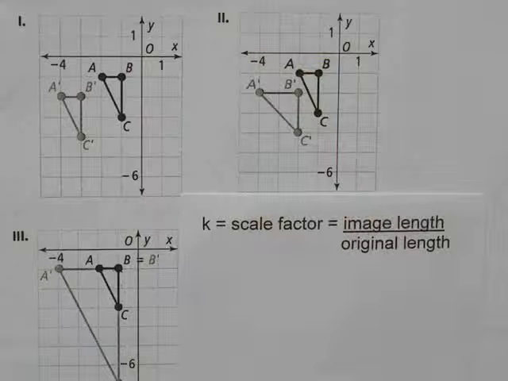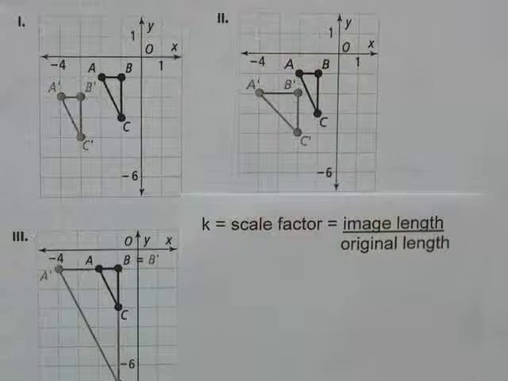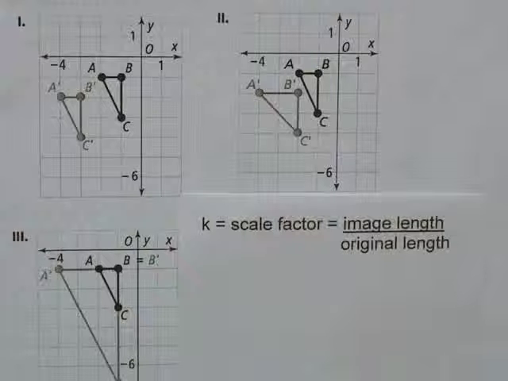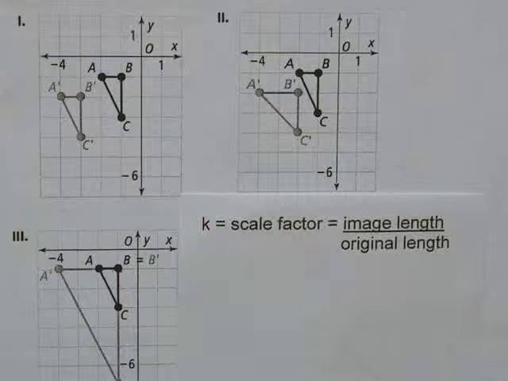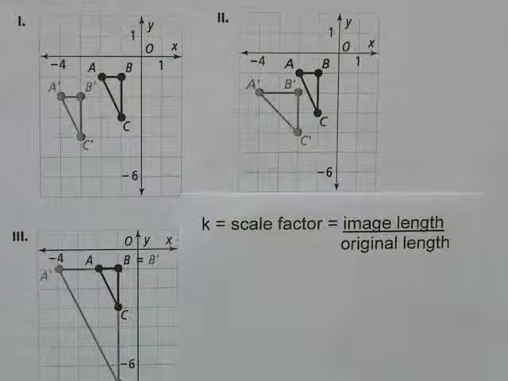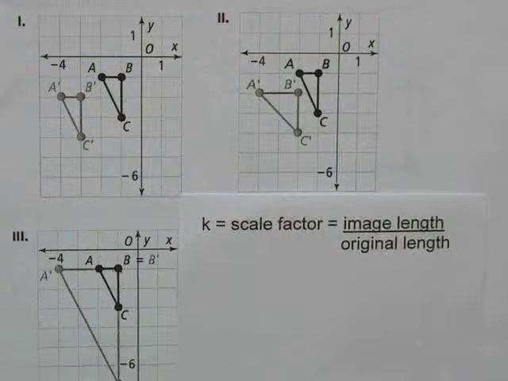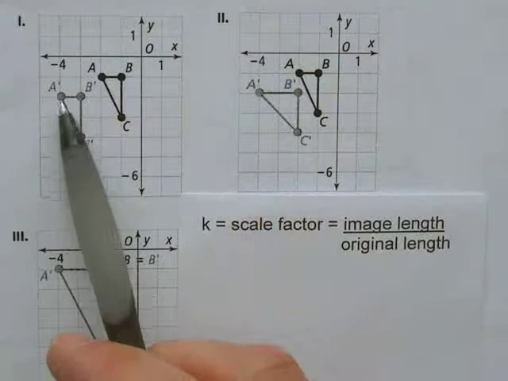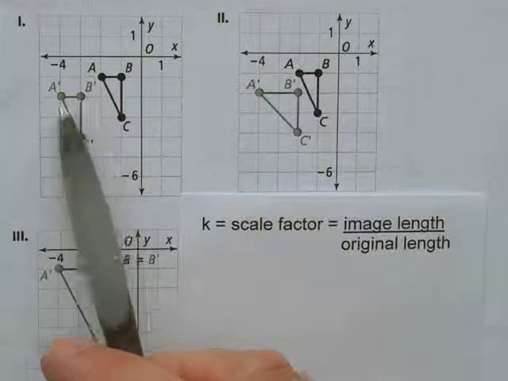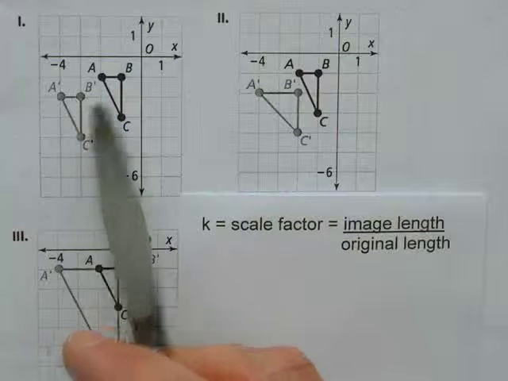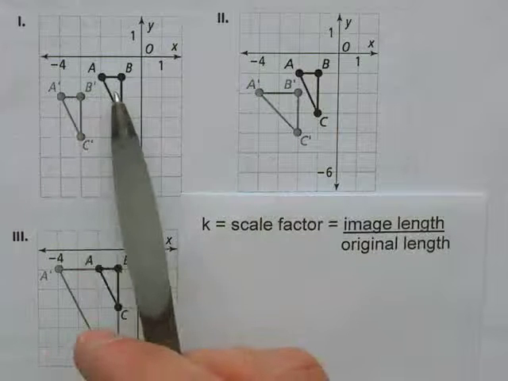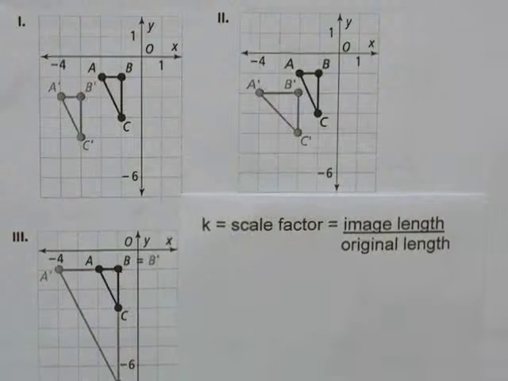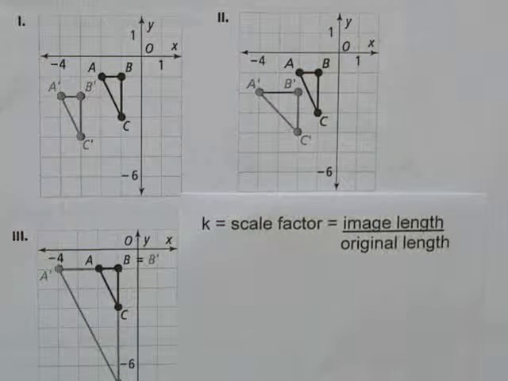So I'm looking at these three images, and in the first graph, it appears that these two triangles, ABC and A prime, B prime, C prime, are actually the exact same shape. I'm going to look at the length AB, and I can see that length is 1, and I'm looking at the corresponding length, A prime, B prime, and that's also 1. So I know that this has not been enlarged or reduced, and that cannot be a dilation.